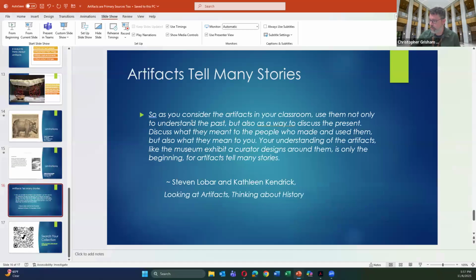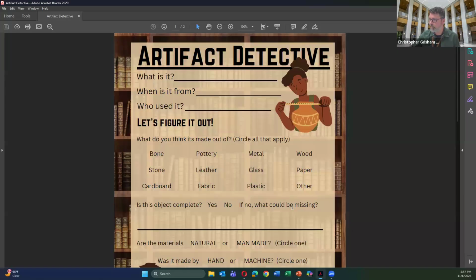And actually, let's jump to the activity. See if I can pull that up. Are you guys seeing the sheet that says Artifact Detective? Perfect. So this is actually an activity we do here at the museum with students where we divide them up into groups and we give each of them an object that they probably are not familiar with. We try to give them something that they wouldn't be able to guess immediately.